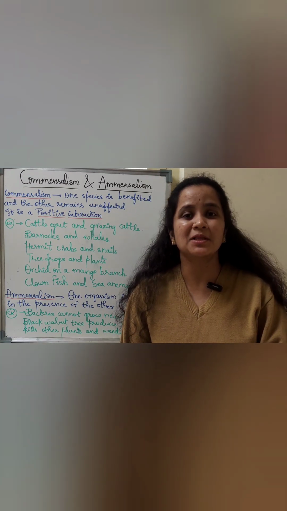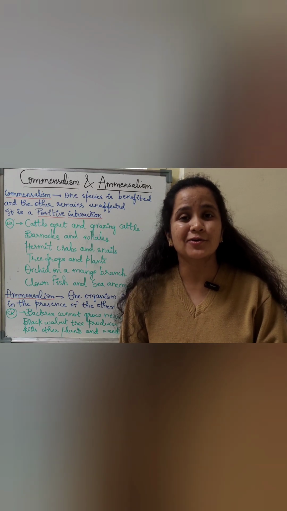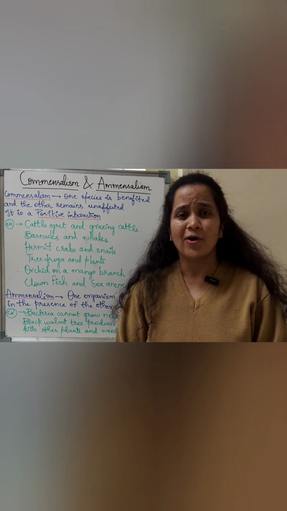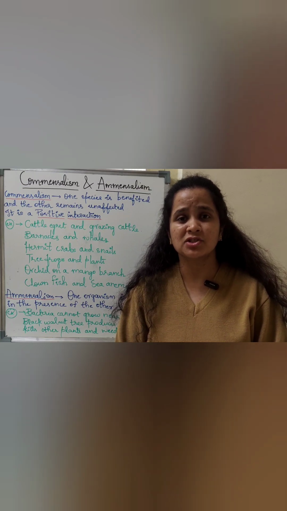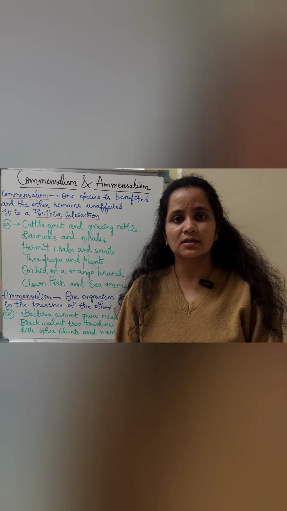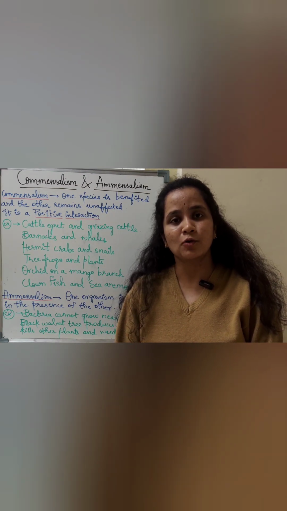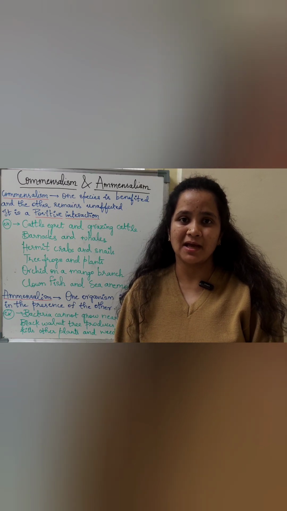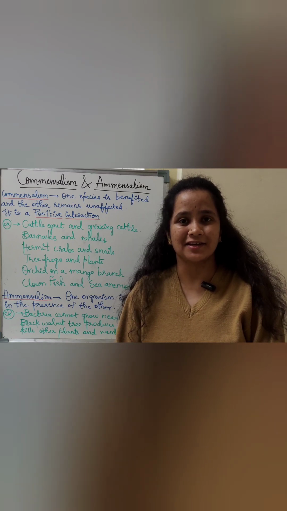The next example that we have is orchid growing as an epiphyte on the mango branch. Here orchid is using the mango branch just for climbing and support so that it can photosynthesize. Orchid is not going to harm mango branch in any way. So orchid is being benefited and mango branch is remaining unaffected.